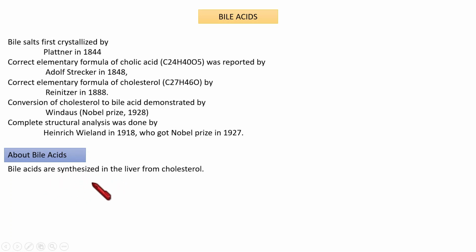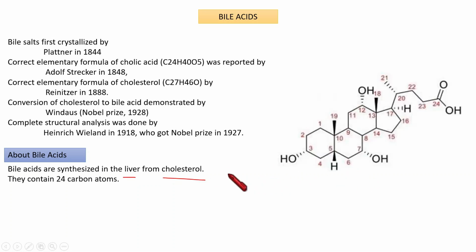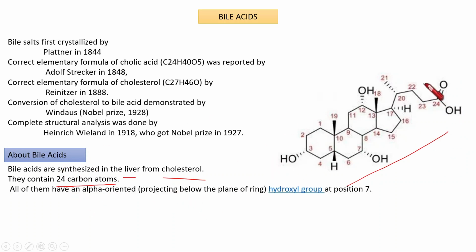These bile acids are synthesized in the liver from cholesterol. So from cholesterol, these bile acids are synthesized inside the liver, and they contain 24 carbon atoms. This is the structure of a bile acid, which contains 24 carbon atoms, and all the bile acids have an alpha oriented hydroxyl group at position 7. This is position 7.